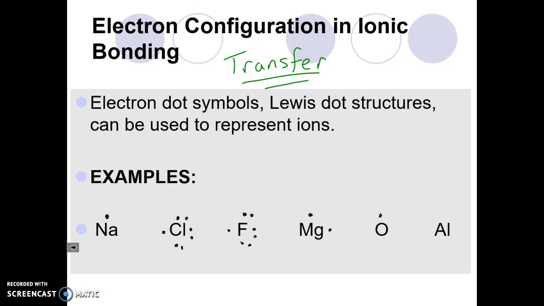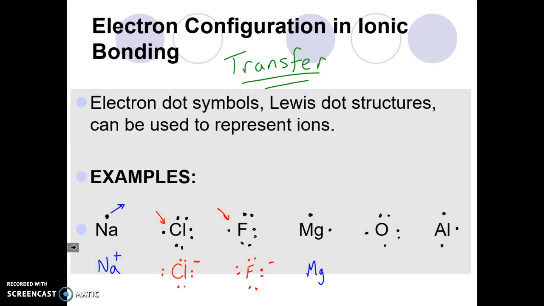Magnesium is in group 2. Oxygen is in group 6A, and then aluminum is in group 3A. So it has 3. So let's see what happens. Sodium is going to lose 1. So what's going to happen is that electron is going to go away, and sodium is going to become positively charged. Chlorine is 1 short of the octet rule. It's going to pick up an electron, and it's going to have 8 electrons. And it's going to become negatively charged. Fluorine's the same way. They're both halogens, and they're going to pick up 1 electron to become negatively charged.